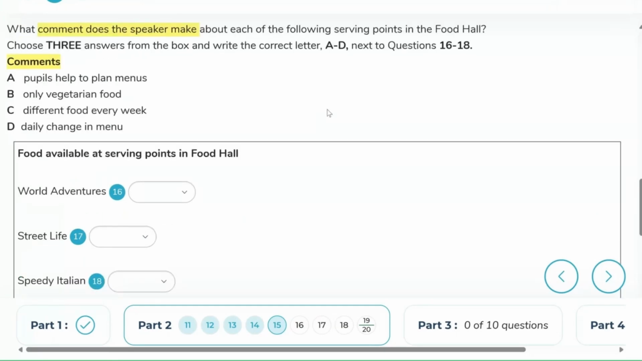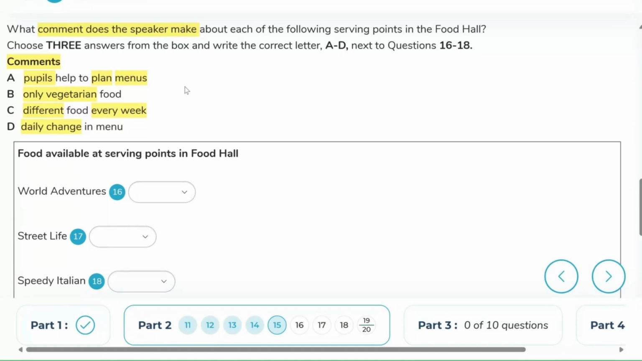Okay. Pupil help to plan menu. If students plan menu, A will be the right answer. If they say, we'll ask the pupil to suggest us the menu, then A will be the right answer. If it is only vegetarian, B will be the right answer. If different food every week, 1 week Chinese, 1 week Italian, 1 week Japanese, so different food every week, C will be the right answer. And if every day they have a different menu, right? Today they have pasta, tomorrow they have different menu, day after tomorrow they have another menu, and all that.